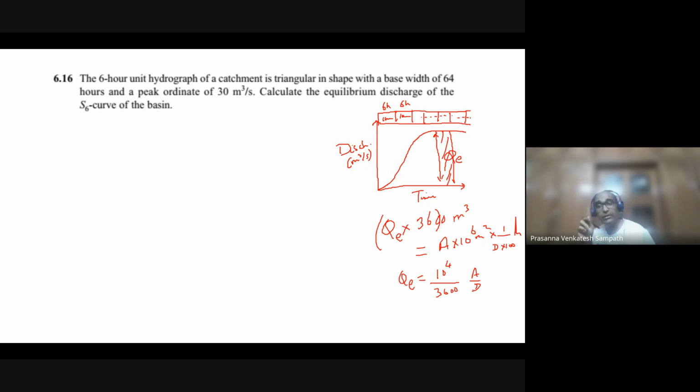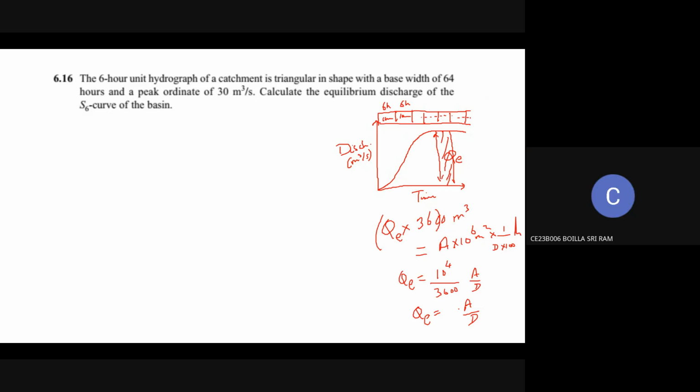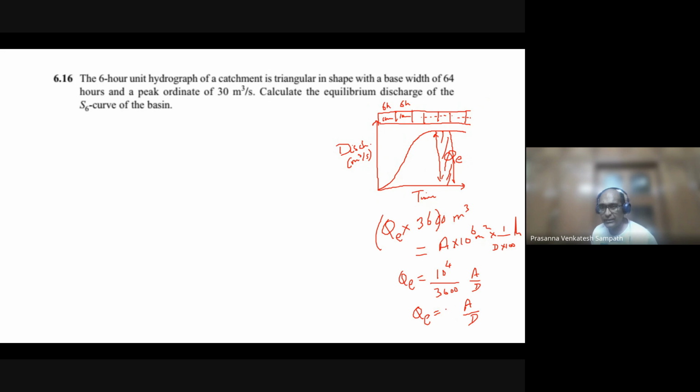A will be in kilometer square and d will be in centimeters, because I've already applied the conversion, 10 power 6, 100, all of that. What is 10 power 4 divided by 3600? Somebody quickly give me. 10,000 divided by 3600. 2.77, 2.78, I think. Yes, 2.778. So this is the equation for finding out the equilibrium discharge.